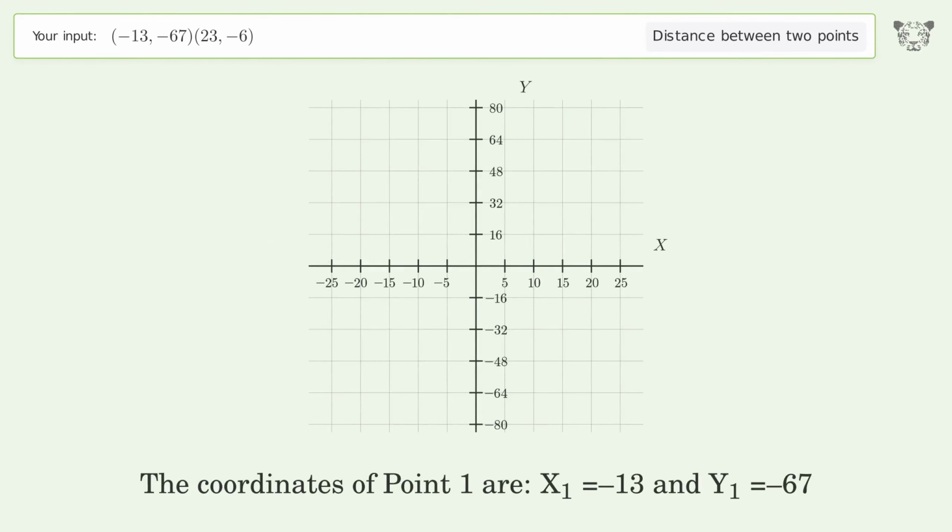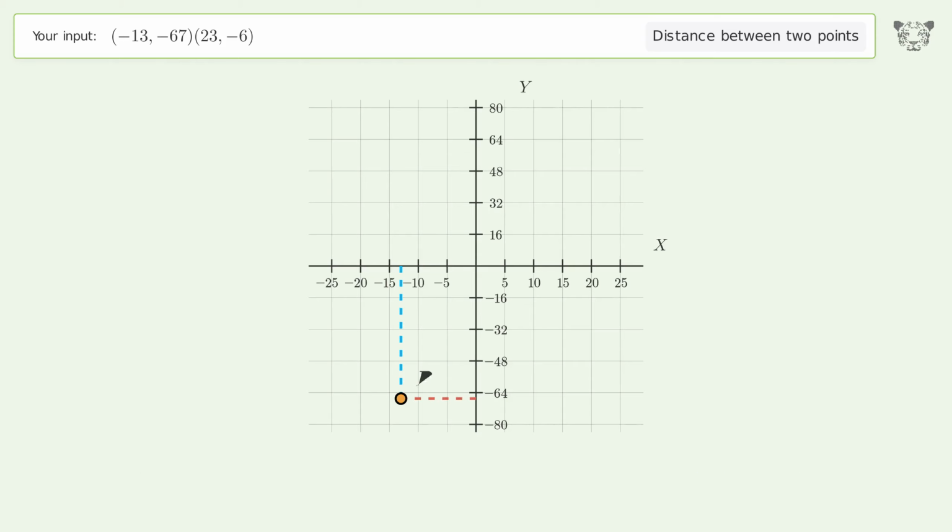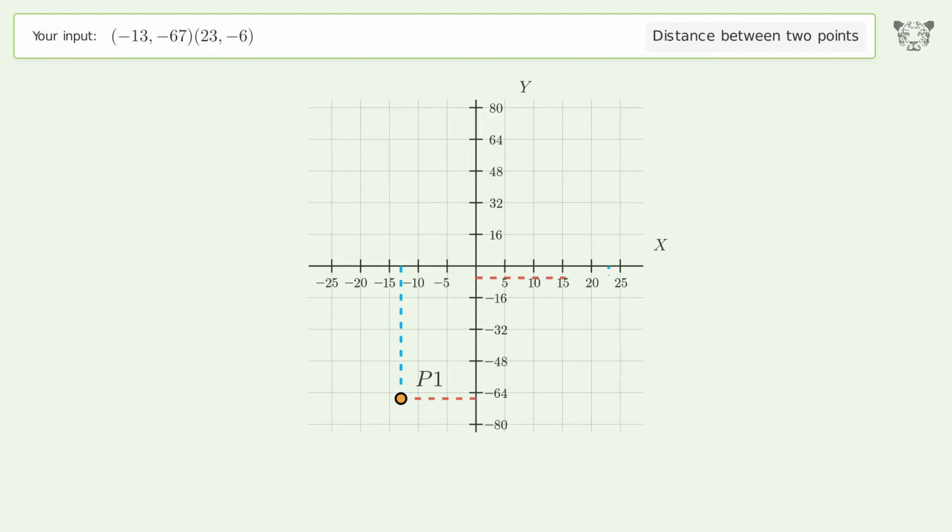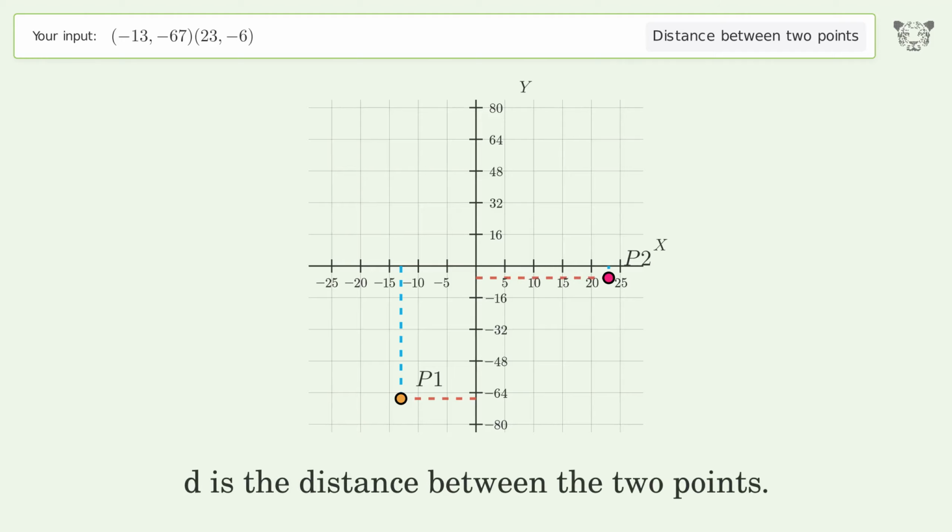The coordinates of point 1 are x1 equals -13 and y1 equals -67. The coordinates of point 2 are x2 equals 23 and y2 equals -6. D is the distance between the 2 points.